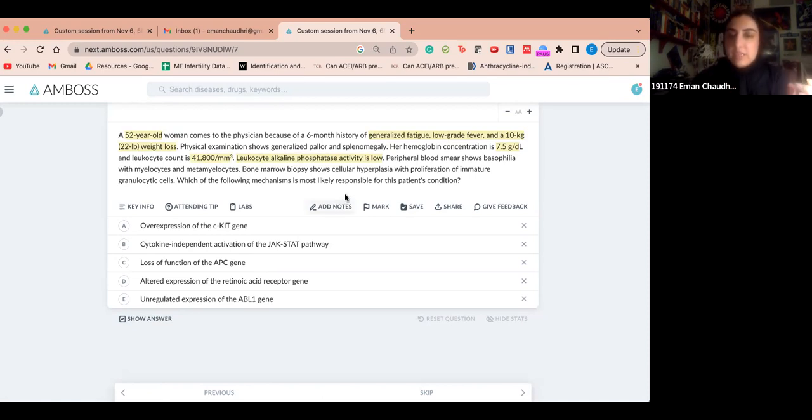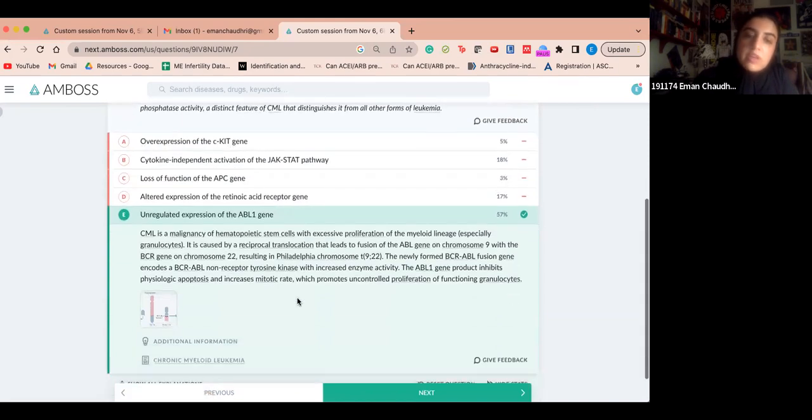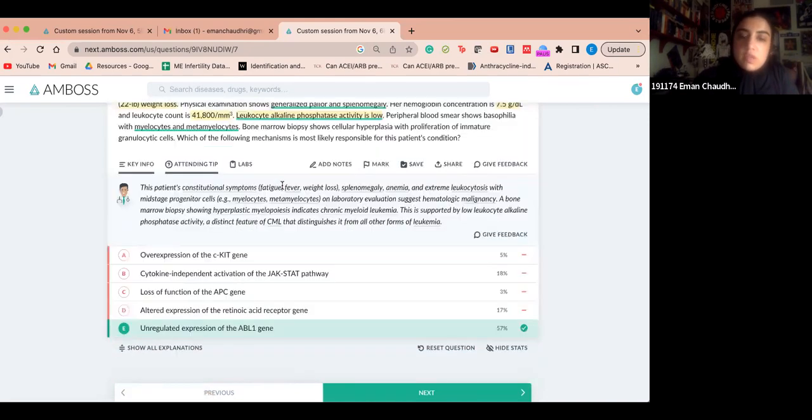So which of the following mechanisms is most likely responsible for this patient? So Hadil said E, Shema said E, anyone else? Suad said E, good job guys. Walid said E, all right. So let's go for E, good job. Unregulated expression of the ABL1 gene.